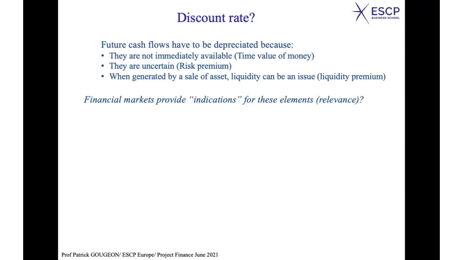What about the risk premium? Well, you know about the CAPM. We'll come back to it later to discuss a few points, but here the market can give you also an indication to calculate a risk premium. It is a bit trickier for the liquidity premium, for which you don't have much reference on the market. But altogether, people would accept the idea that you can find some indications to determine the discount rate using market data.